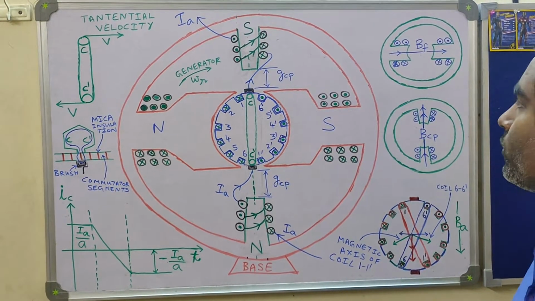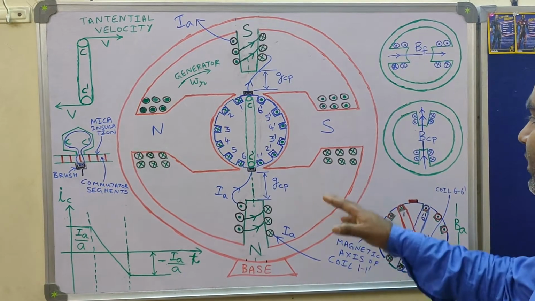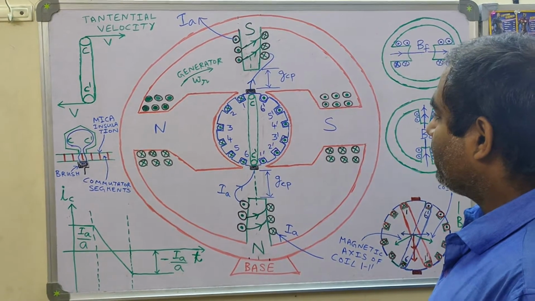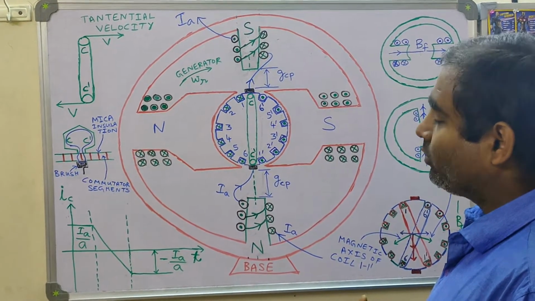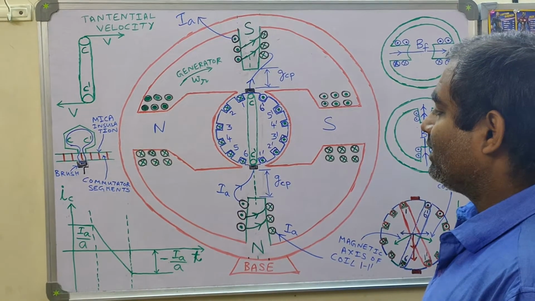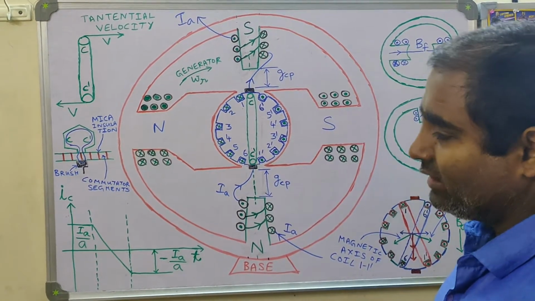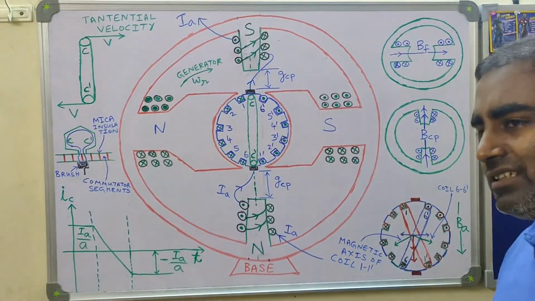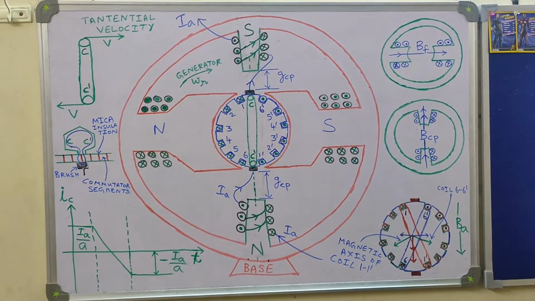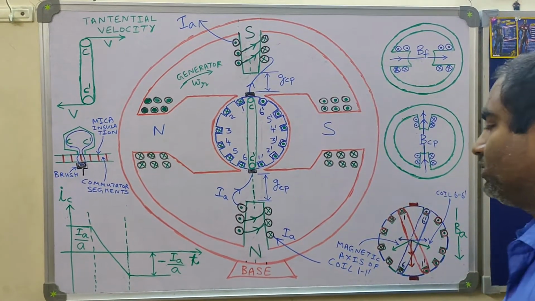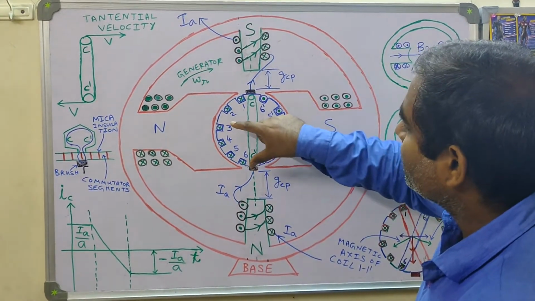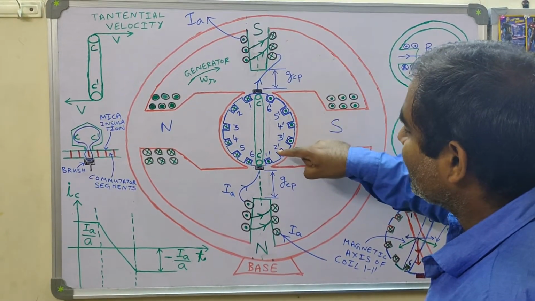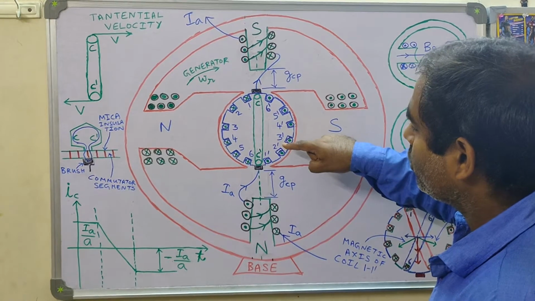Now what you can see in the diagram is that this cross-sectional view is taken along a plane normal or perpendicular to the shaft of the DC machine. That means we have imagined that the DC machine is cut by an imaginary plane perpendicular to the shaft. That's why you see a circular structure at the center, which stands for the armature core of the DC machine.